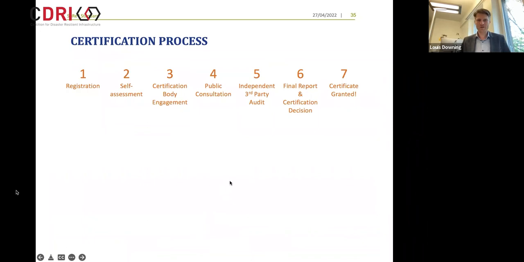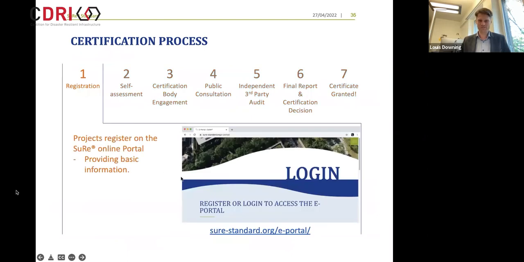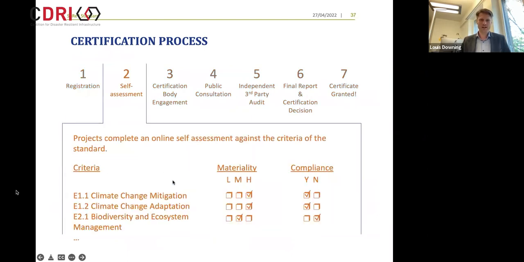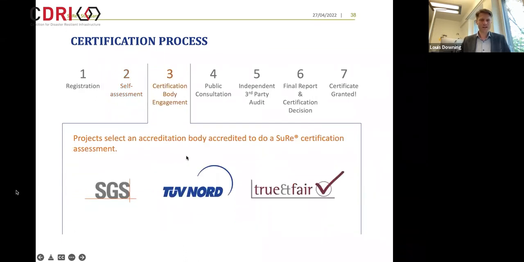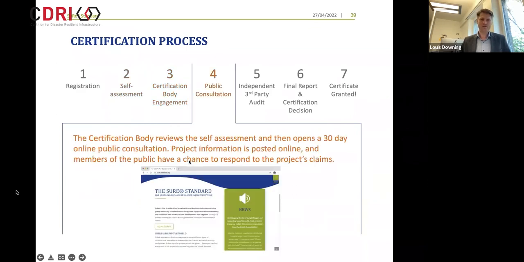What's the full certification process? It has 7 steps, starting with registration through an online portal, which also has a built-in self-assessment that we talked about, where you look at both the materiality and then the compliance to the different criteria. You then engage a certification body, and then you put your self-assessment out for public consultation.